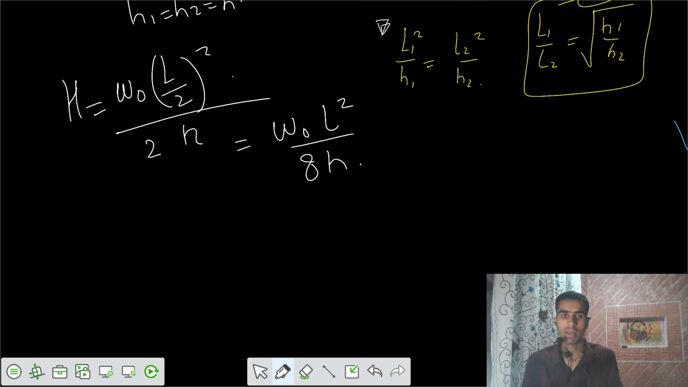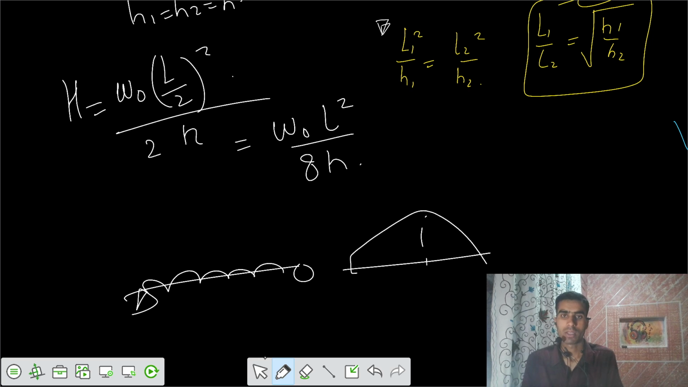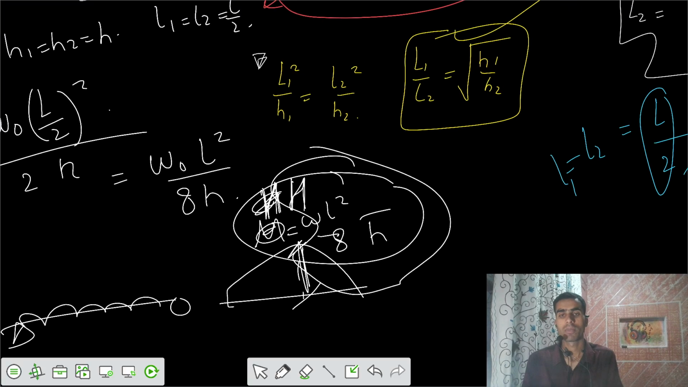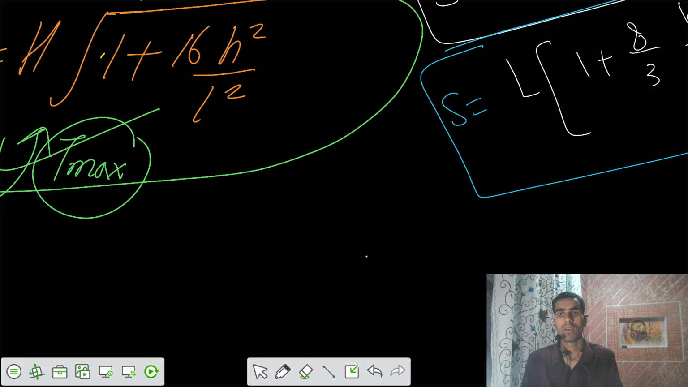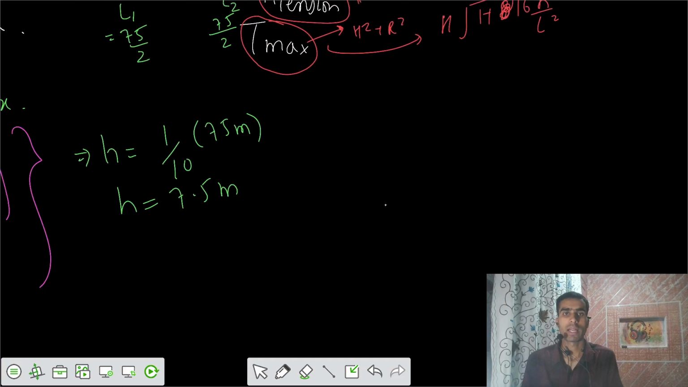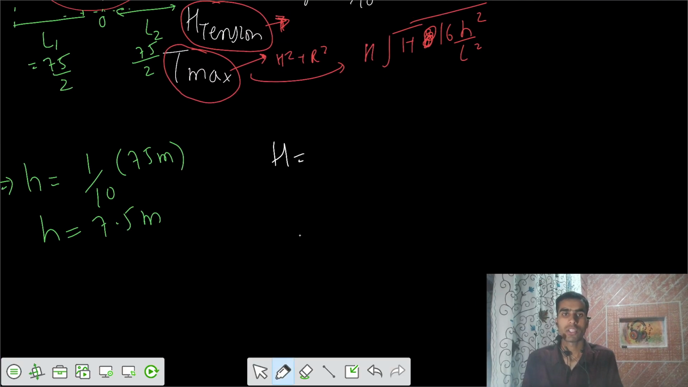Similar to a beam subjected to UDL over the entire span, the maximum bending moment would be equal to WL square by 8. If you want to calculate the horizontal reaction, you divide by the sag H at the midspan, and you can get the value of the horizontal reaction. H equals WL square by 8H. So we have to use this value here, WL square by 8H, to get the horizontal tension. I would write horizontal tension equals WL square by 8H.